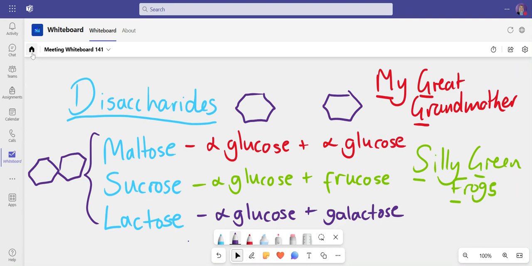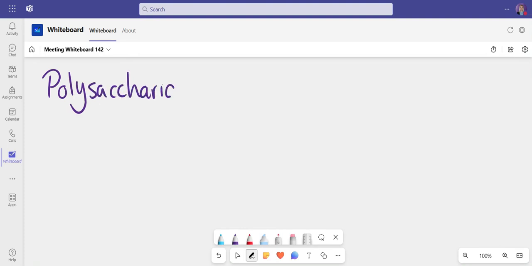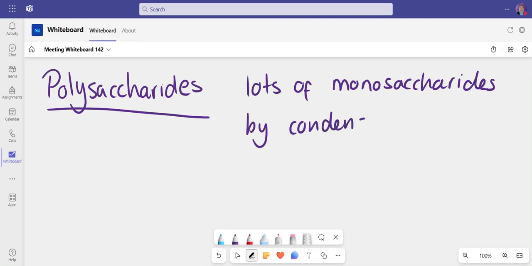So the next type of carbohydrate that we need to know is a polysaccharide. So polysaccharides are made from lots of sugar units. So we could say lots of monosaccharides joined in the same way as we've looked at. So what kind of reaction is it? So we can say condensation reactions. And what type of bonds does it form?